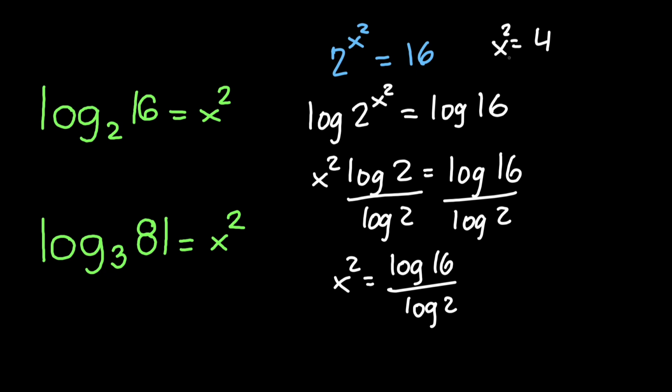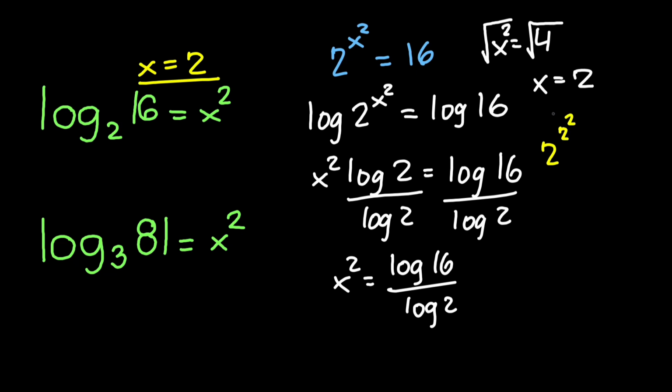But since what we want here is simply x, get rid of the square here. So, take the square root of both sides. So, x right here would be equal to square root of 4, or simply 2. If you want to check, let us check it. x here is 2, so 2 raised to the power of 2 is equal to 4. And so, 2 raised to the power of 4 is equal to 16.